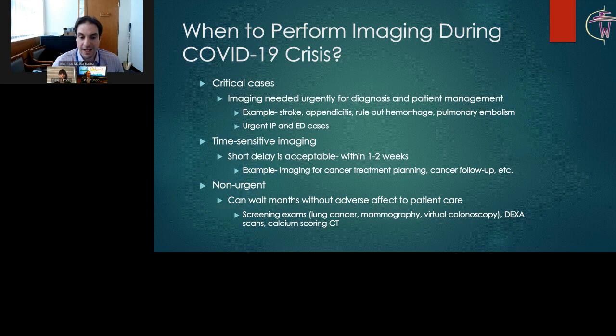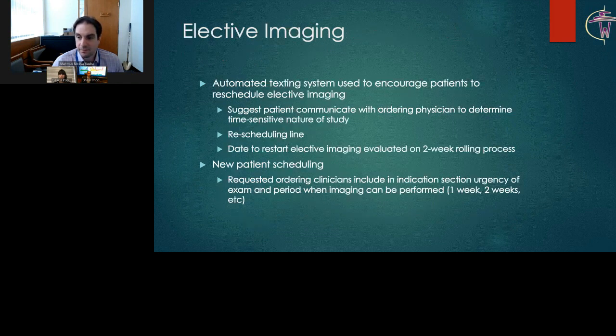And the reason why we really engage patients and their ordering physicians is because they're the ones that best know the time-sensitive nature of the study. It's really difficult for radiologists to determine this based on a one-line history within the order of the exam.